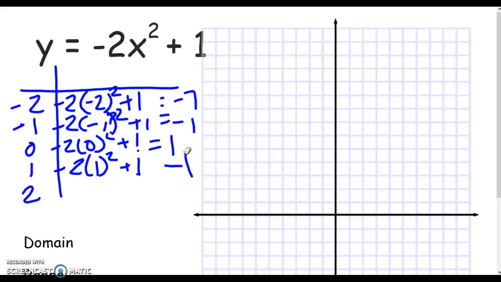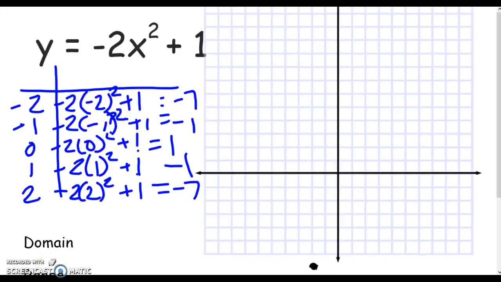And then I've got my -2 times 2 squared plus 1, that would be 4 times a -2, which is -8 plus 1, which is a -7. Again, you should see a pattern.